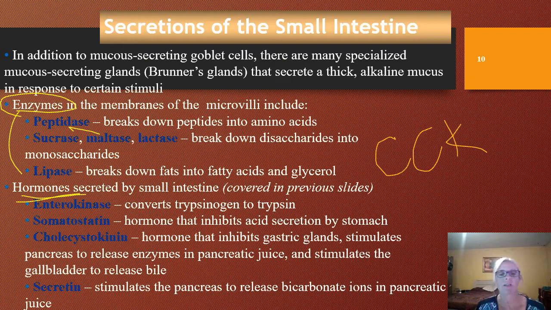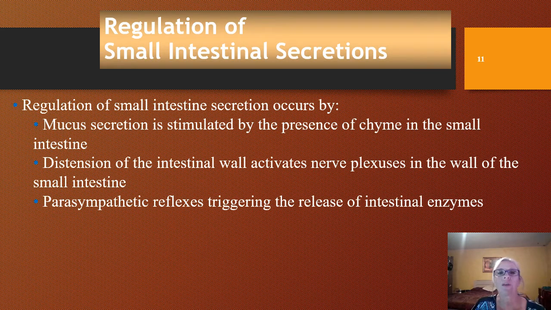And then lastly here we have secretin, which stimulates the pancreas to secrete those bicarbonate ions. So remember that those are to help act as a buffer. So we have to regulate these secretions, right?